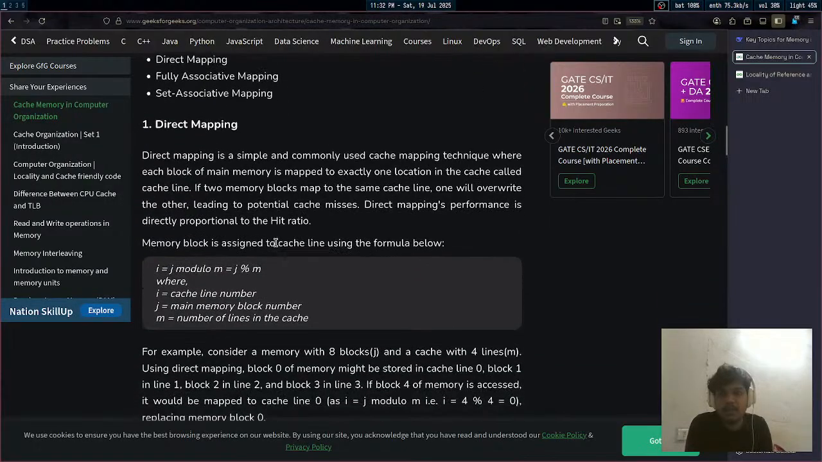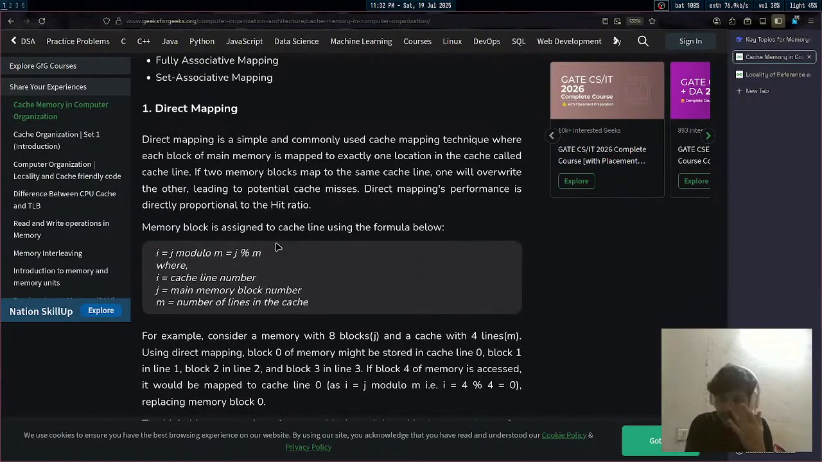Direct mapping, fully associative mapping, and set associative mapping. Direct mapping, again the first type. I will note that down. In direct mapping, the first thing is, what is it? Direct mapping is a simple and commonly used cache mapping technique where each block of main memory is mapped to exactly one location in cache called a cache line.